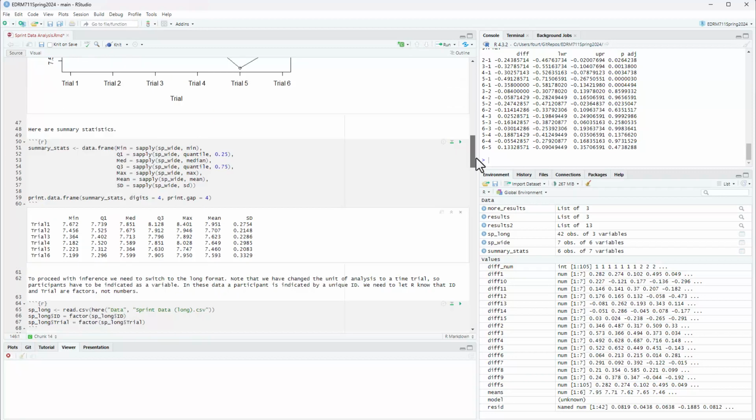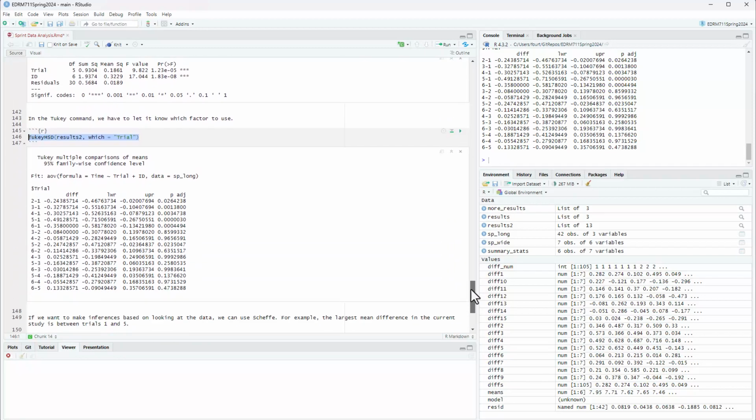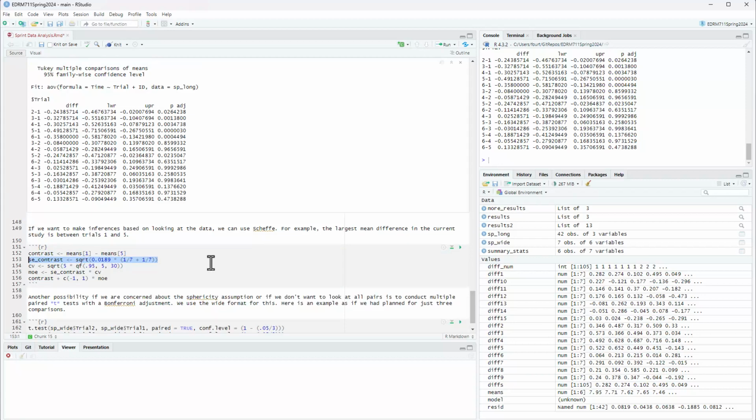So we must use Scheffé. This is not a planned comparison. This is a pure post hoc comparison. So here's my contrast. It's the difference between 1 and 5. Here's the standard error of the contrast. If you watch previous videos, you'll see how I determine the standard error.